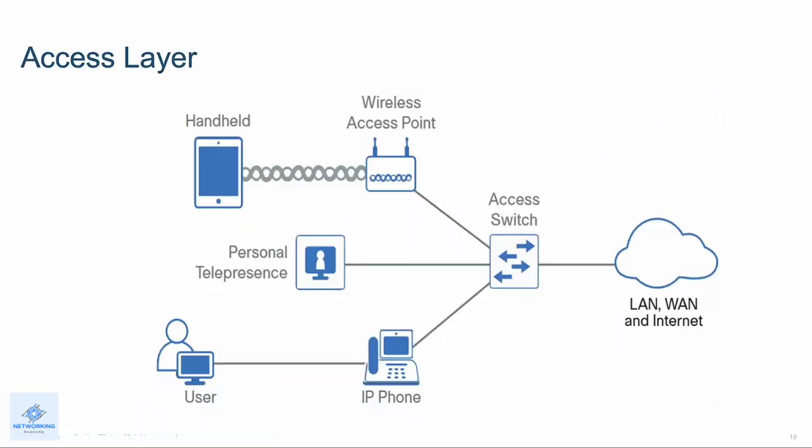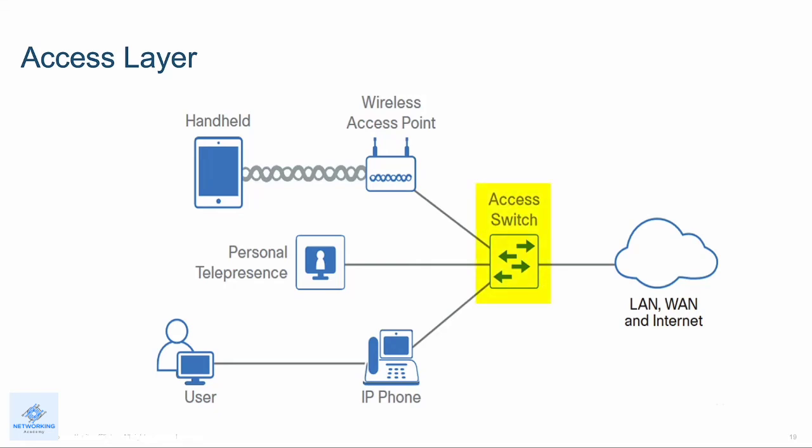The access layer is typically all layer 2 or switching layer. This is where all of your endpoints connect. On this slide, we show an end user that has a hardwired PC. We have a telepresence unit. We have a handheld unit of some kind. It could be a smartphone, it could be an iPad, that sort of thing, but that's connected wirelessly. And basically all of those endpoint devices are connected to an access level switch at layer 2.